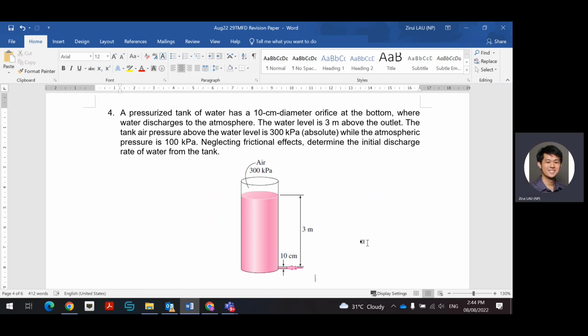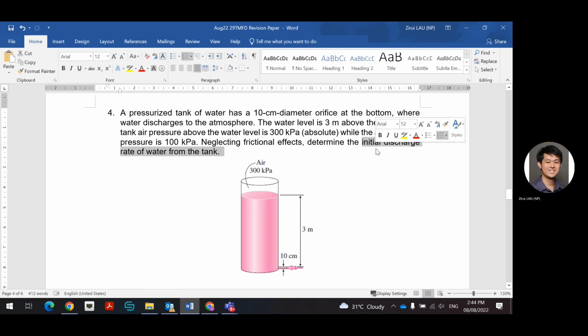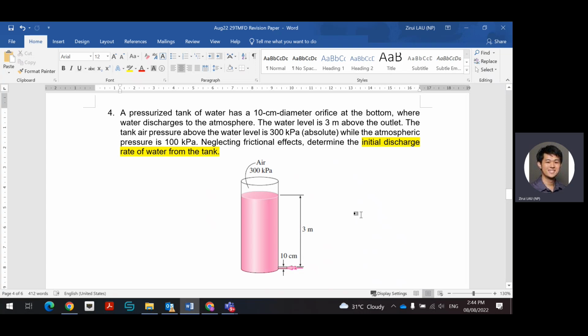Okay, so the initial discharge rate they are referring to is the flow rate. So they want to know what is the flow rate from the tank. So for this case, what do we do? What do we apply? We simply apply the Bernoulli equation, as in there's only one thing to apply.